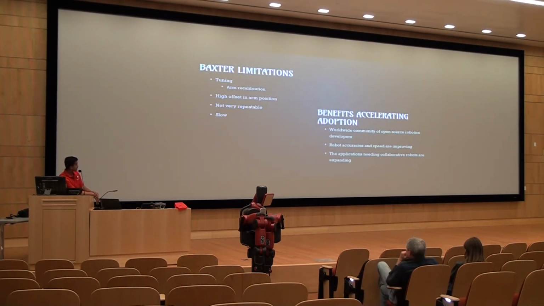Some of the limitations: with Baxter's recalibration, the arms continuously try to recalibrate themselves, so I won't say it doesn't have proper stability, but sometimes it shakes and has an offset of maybe around 0.2 millimeters. It's also slow. Jason already mentioned that it's not as fast as Motoman and other industrial robots. I think it's a trade-off between safety and use applications.